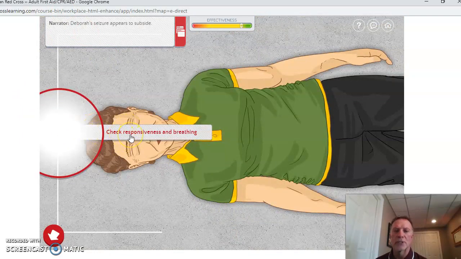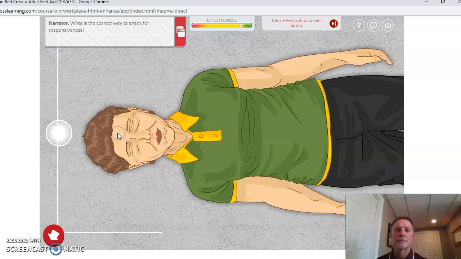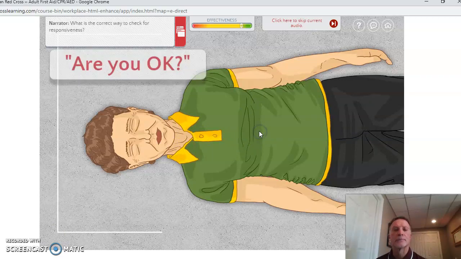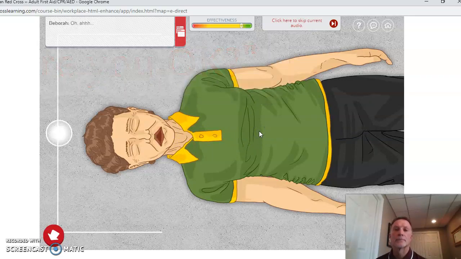Let's check for responsiveness and breathing. What is the correct way to check for responsiveness? Okay, so we have three choices. Shake the shoulder and shout, "Are you okay?" Tap the shoulder, shout, "Are you okay?" So let's just pick shout, "Are you okay?" To check for responsiveness, first shout, "Are you okay?" Then tap the person's shoulder and shout again, checking for breathing.